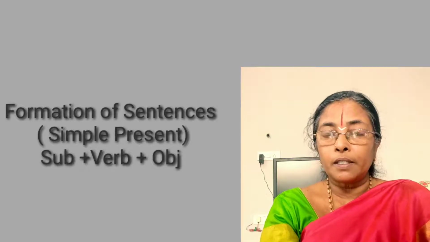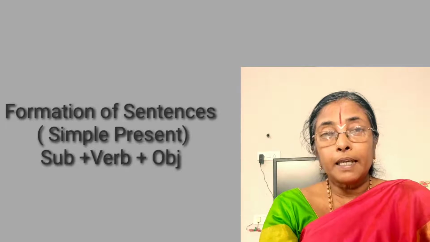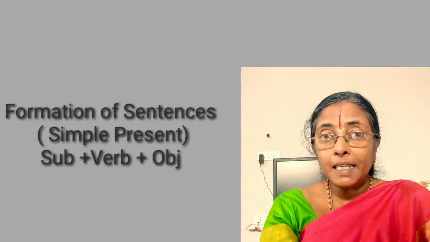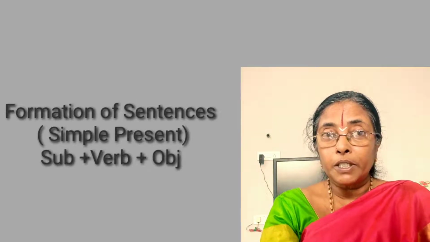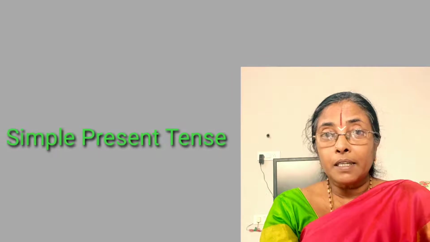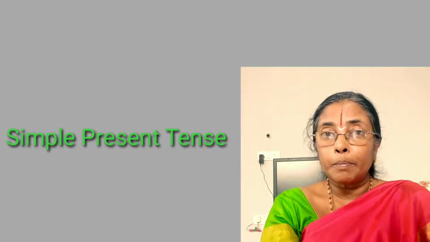That is not so in case of English. In English language, we use subject, then verb, then object. With these 3 words, how to frame sentences, let us know. We discussed that verb is very important part of speech, and among all the tenses, the first tense is simple present tense, and normally we use simple present tense.